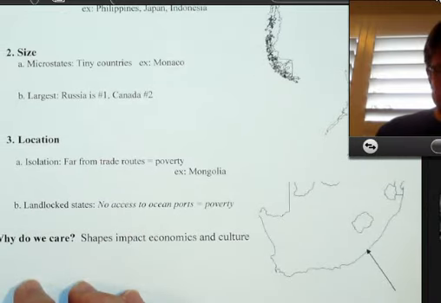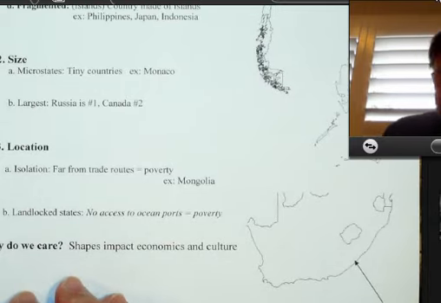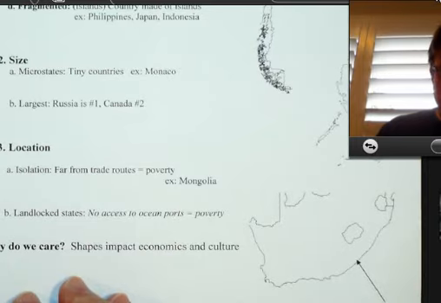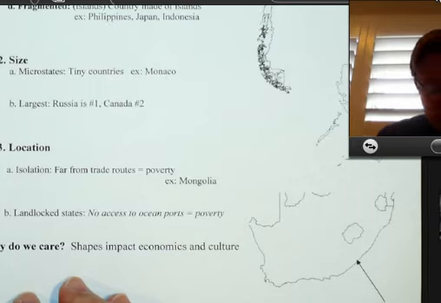Why do we care about this? Well, we just do. We care so much. But shapes impact economics and culture. Countries that are elongated have an effect on the culture. Countries that are island-based or fragmented show cultural differences between the islands. Even in California, there are definitely cultural divisions between the not so good north and the awesome south.